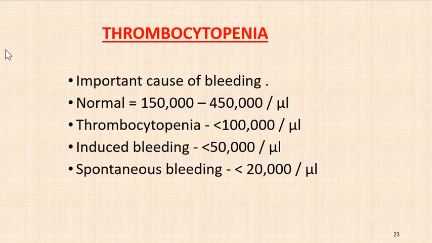When the platelet count goes below 50,000 per microliter, induced bleeding can occur. And induced bleeding means excessive abnormal bleeding with small trauma, small surgery. And when the platelet count goes below 20,000 per microliter, spontaneous bleeding can occur. And spontaneous bleeding means bleeding into the skin, bleeding from the mucosal surfaces, from mucous membranes, without any trauma, without surgery whatsoever.